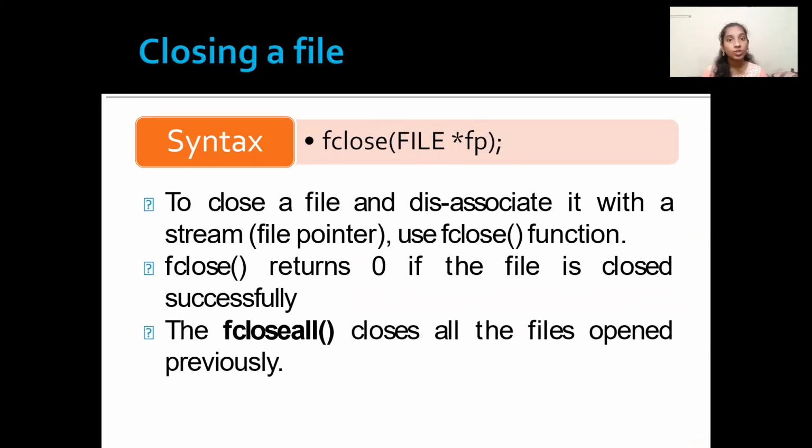So, closing a file. When a file is opened, it is mandatory to close the file. The syntax for closing a file is fclose of file pointer. To close a file associated with the stream file pointer, use the fclose function. fclose returns 0 if the file is closed successfully. The fcloseall function closes all the files opened previously.